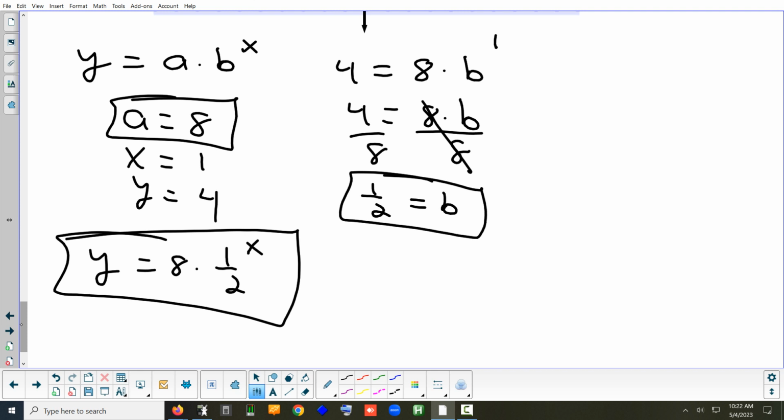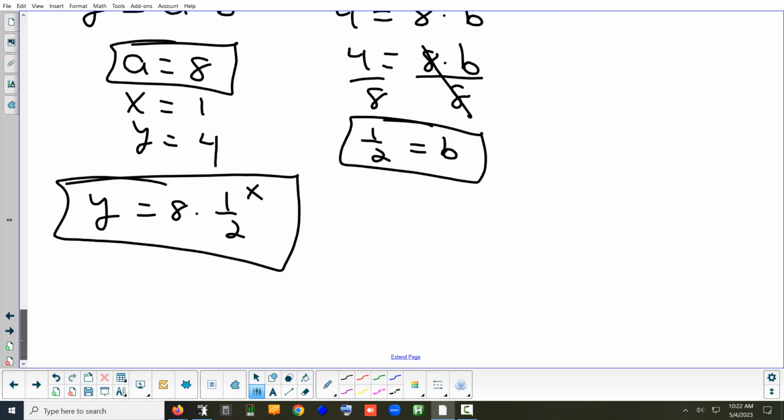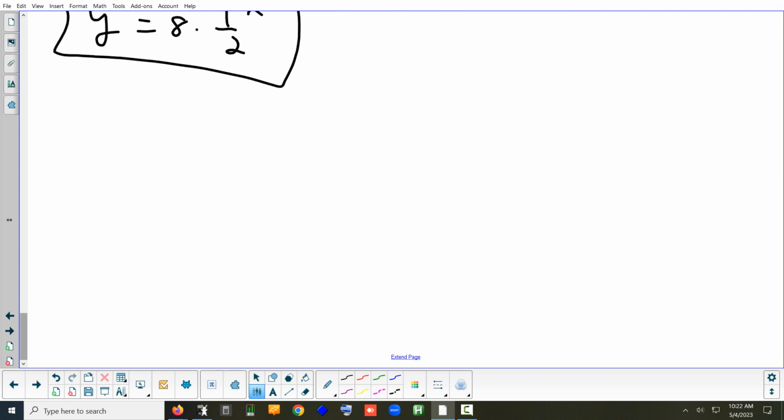Any question on that one? And Mr. Hager, you did say that if it's in a decimal form, that's fine too, like 0.5 would be fine. Yep, 0.5 would be fine.